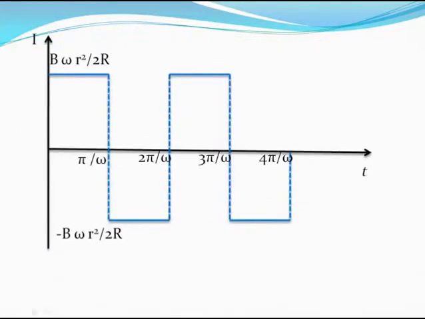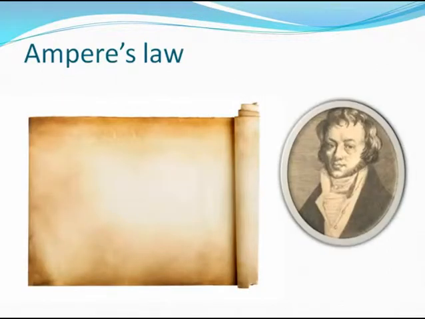As you can see, the current magnitude is constant, but from 0 to pi by omega, the current will have a positive value. From again pi by omega to 2 pi by omega, a negative value. Then 2 pi by omega to 3 pi by omega, a positive value, and so on. This is because the direction of the current keeps on changing after every half rotation. That's why I've written pi by omega, because omega t is pi for a half rotation, isn't it? So pi by omega is the half rotation time. Understood? Let's now move on to the next concept, which is Ampere's law.